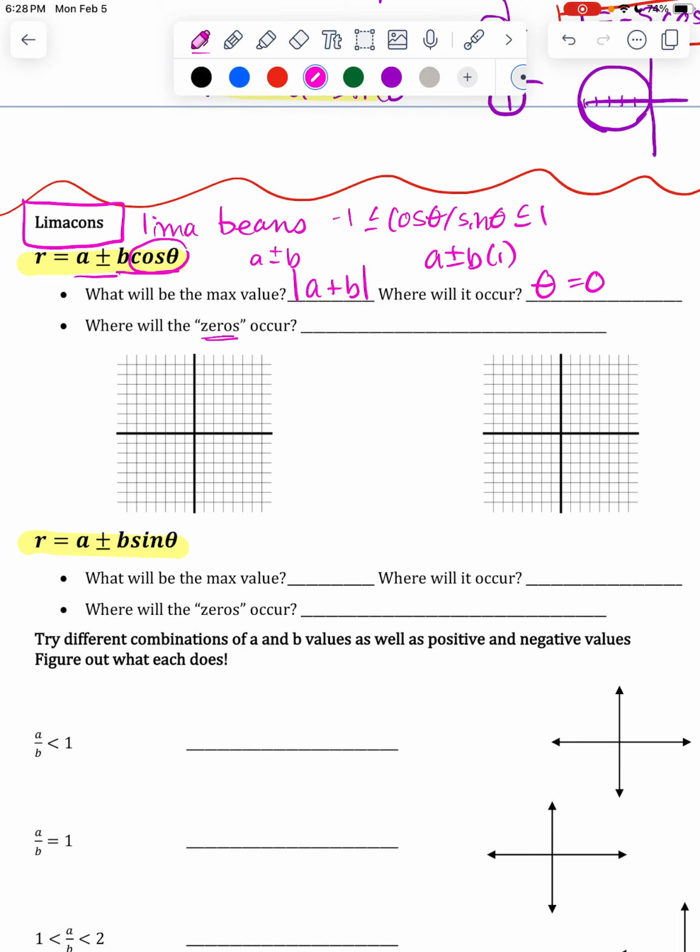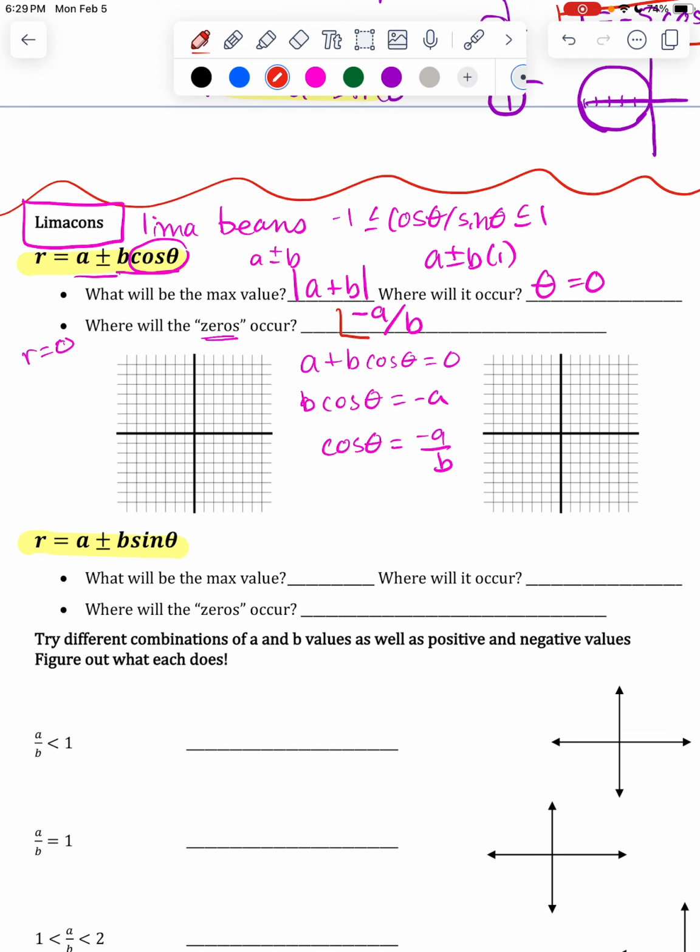Where will the zeros occur? That's telling you where r is 0, where it actually hits that 0 as an end result value. Okay, well, let's see. If I had a plus b cosine theta and I want it to equal 0, I'd have to move that a to the other side by subtraction, and then I would divide by b. So you're going to have the zeros wherever you have the opposite of your a value over your b value.